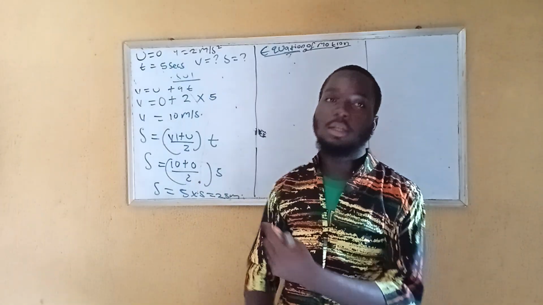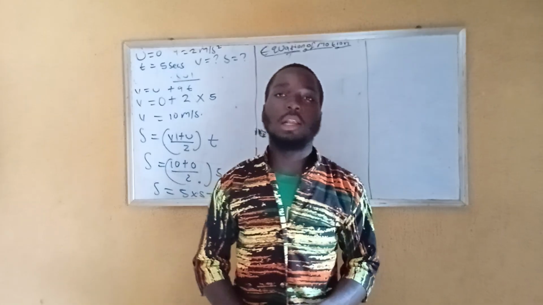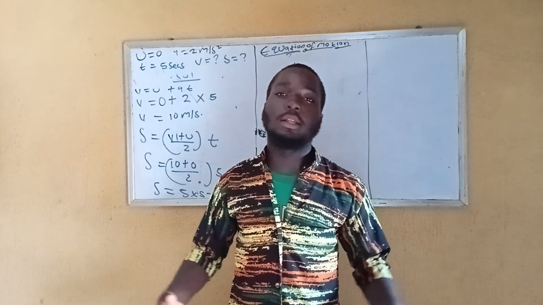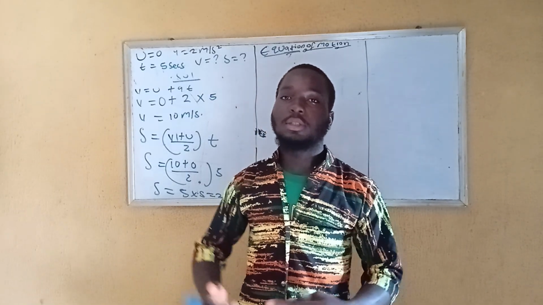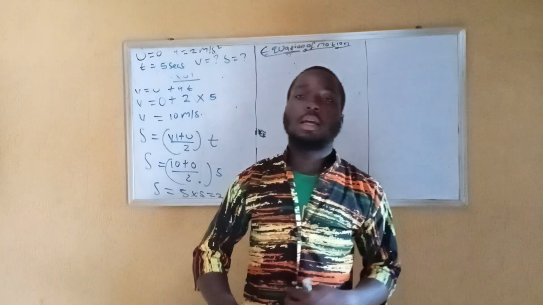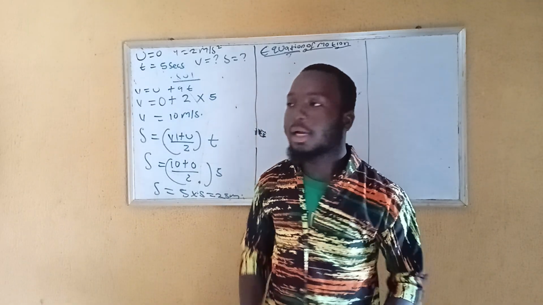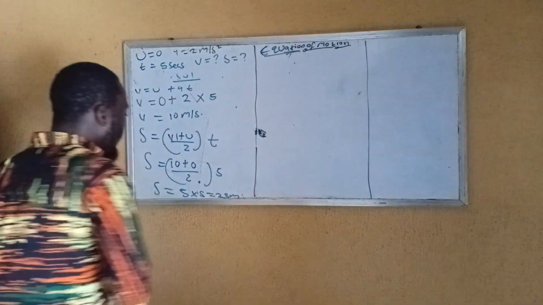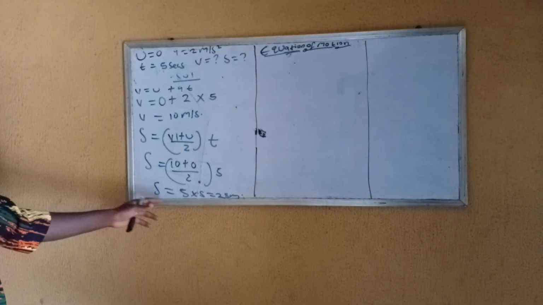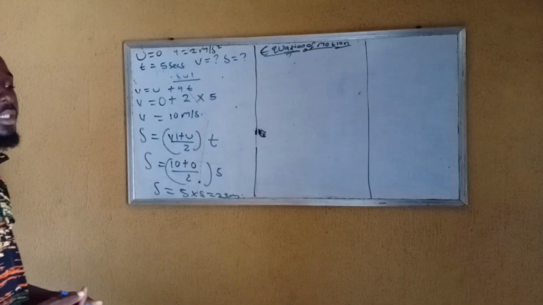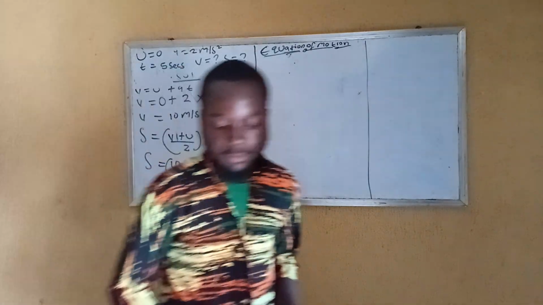Watch out for the next video on this. I'm going to be taking you through how to really know the difference between scalar and vector quantities, and which parameters fall under scalars and which under vector quantities. So we have s equal to 25 meters. As simple as that, we finish question number 1.